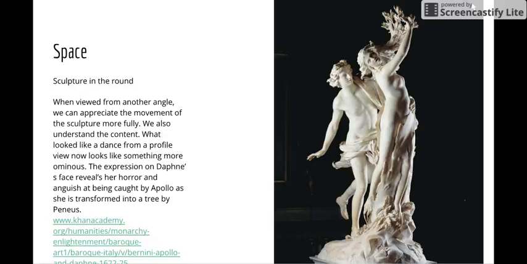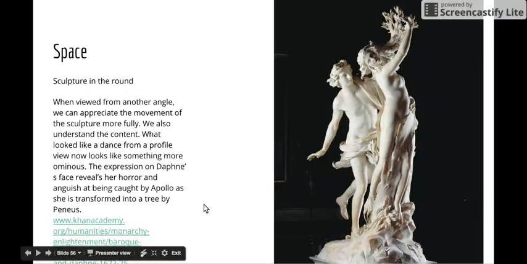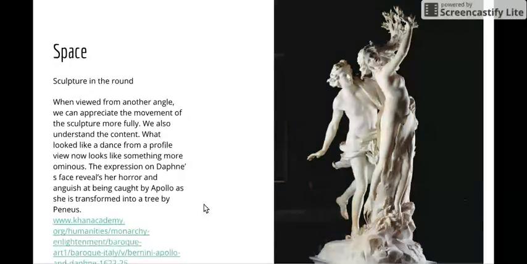What looked like a dance from a profile view now looks like something more ominous because we can see the expression on Daphne's face, and it reveals her horror and anguish at being caught by Apollo as she is transformed into a tree by Peneus. So you can follow this link and watch a video about this sculpture and see it better from different points of view, but also understand the content and its meaning.